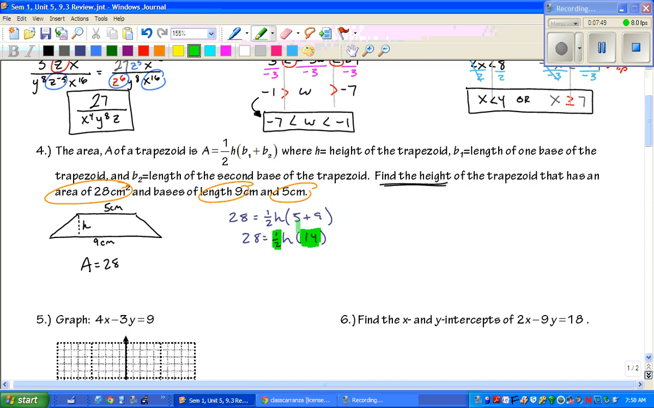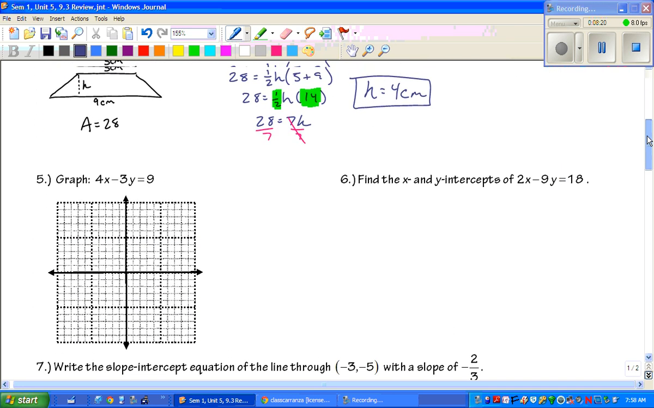We can multiply in any order, so half of 14 is 7. And now to get h by itself, divide both sides by 7, and you get that the height equals 4. Okay? And now we have to make sure that we label it, and that's 4 centimeters. And we're done. We found what we were looking for. Okay, number 5.